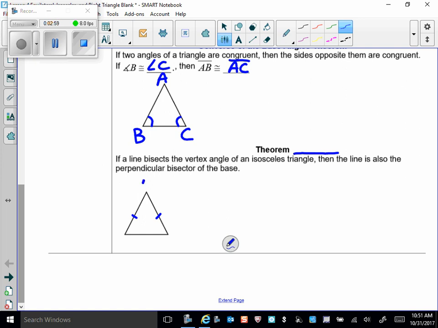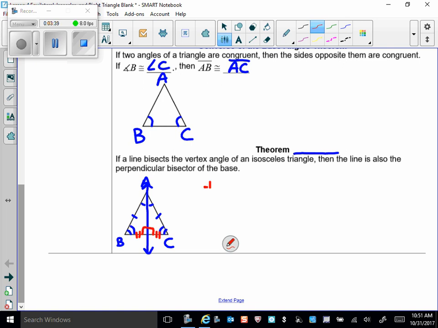So let's say I've got triangle ABC here, and they're saying we have a line that bisects the vertex angle. Okay, so if that angle is bisected, I know those two are congruent. I already know these two are congruent because I've got an isosceles triangle. But what I also know about this line is that it is the perpendicular bisector of the base. So I also know these are right angles, and this is congruent to this. So man, that's a lot of information in that proof.